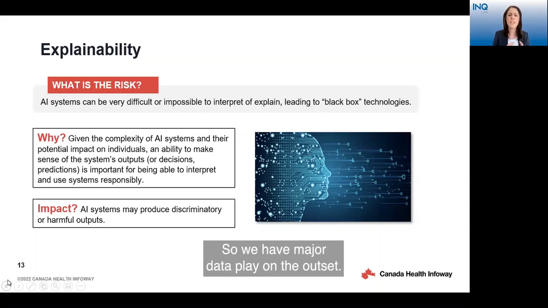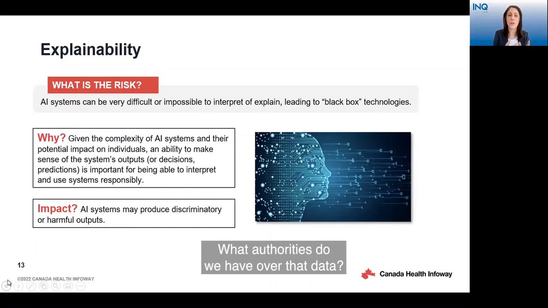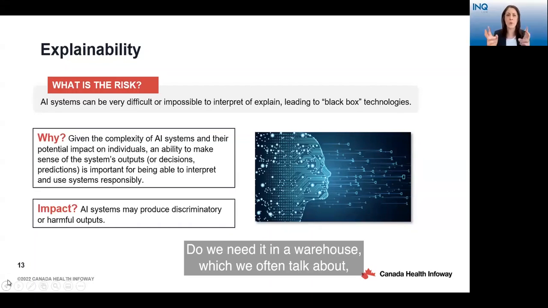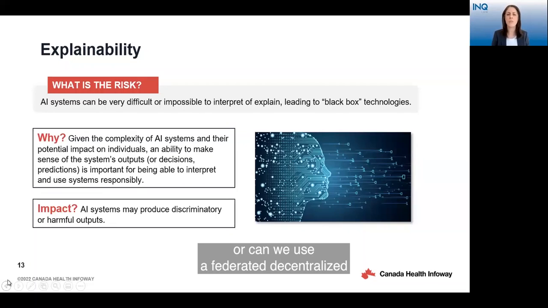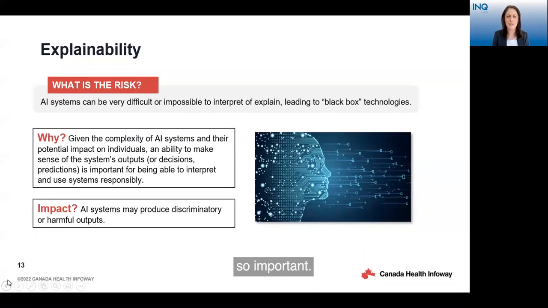So we have major data play on the outset for that group. I think it was 69% of our audience today that has very little knowledge of how to implement artificial intelligence within their setting. Well, we've always talked about, we start with that data analysis. So what data do we have? How are we going to use it? What authorities do we have over that data? Where is it located? That really ties to Janet's point of the federated learning model. Do we need it in a warehouse, which we often talk about, or can we use a federated decentralized model to access the insights from that data? So really undertaking that profound data analysis is so important.